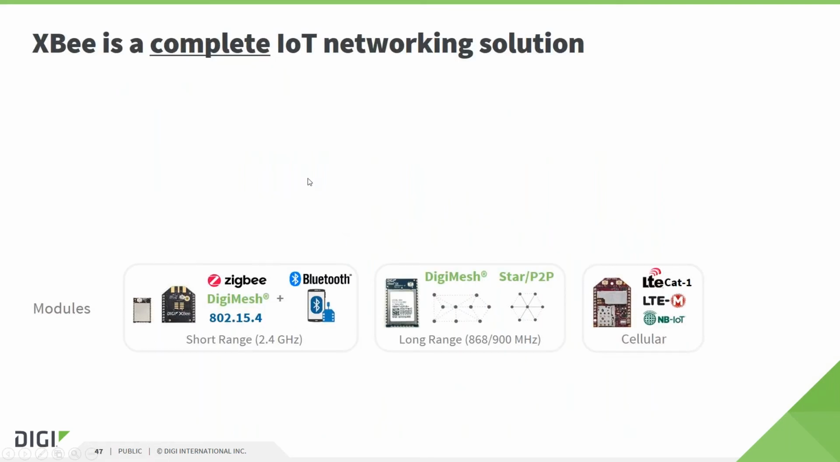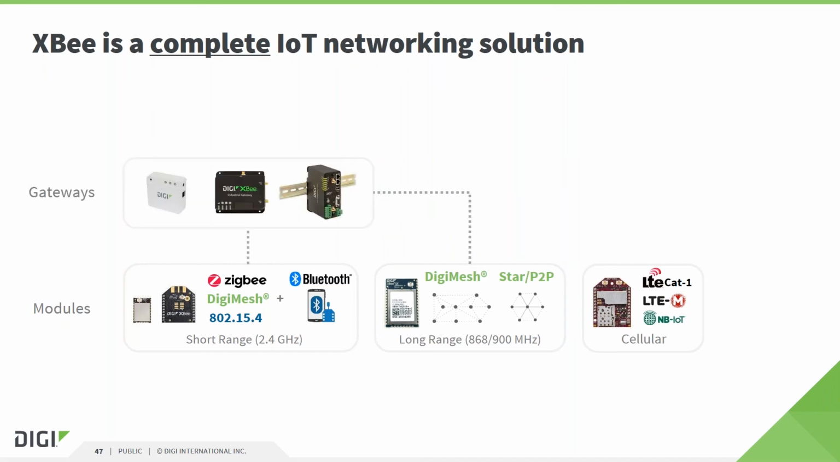Let's have a look at the complete XBee ecosystem. XBee RF modules are the foundation of this complete IoT networking solution. For products that do not have an IP stack included directly, we provide off-the-shelf programmable gateways that provide a bridge between RF and IP for remote connectivity, if it's required. IP interfaces supported are cellular, Ethernet, and Wi-Fi.